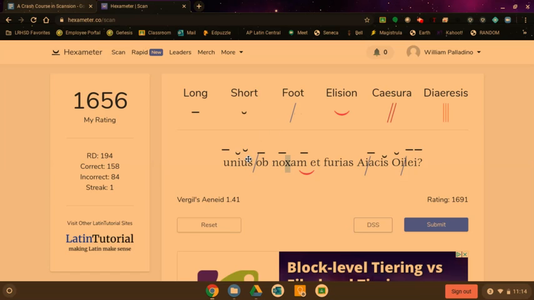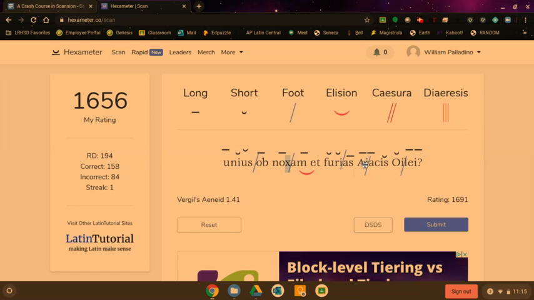Okay, let's make unius, that's 3 syllables. Let's make that a dactyl. That would make that a spondee. And we have to make 2 feet out of this. And I think the only way we can really get this to work is if we make furios a dactyl. And then that would leave these 2 as a spondee.